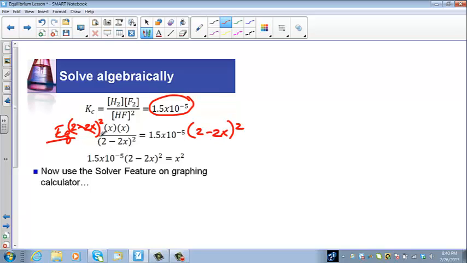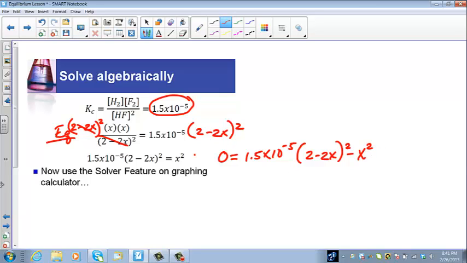These cancel. So now I'm left with this equaling x squared. Now we're going to use the solver feature on the graphing calculator. If I wanted to put this into the form of an equation, I would have 0 equals 1.5 times 10 to the minus 5th times 2 minus 2x squared minus x squared equals 0.